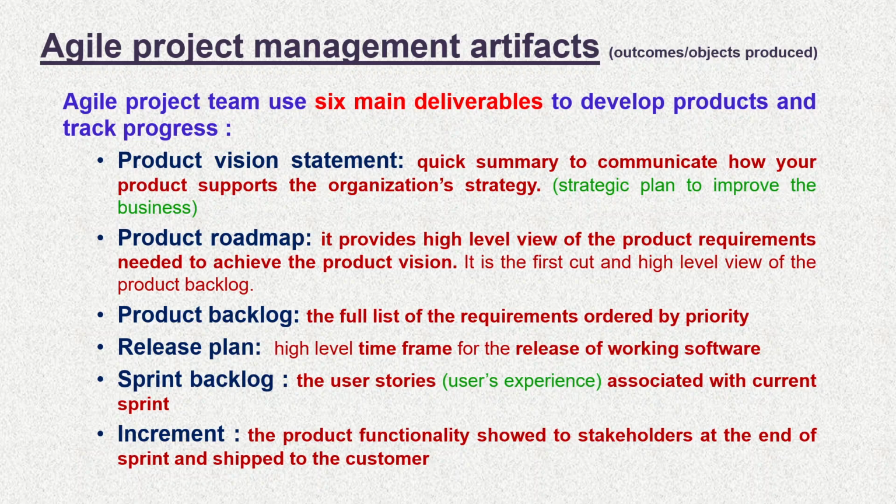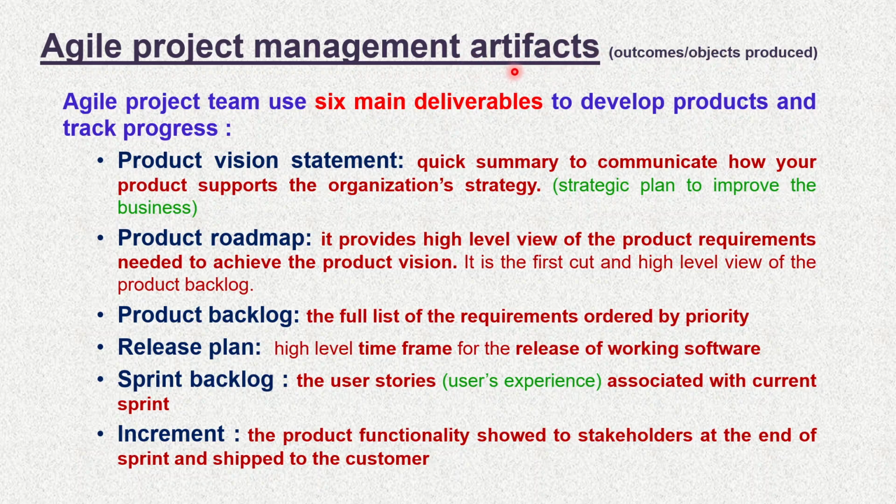Now we need to understand, like in project management we discussed that once we apply one knowledge area, we get a deliverable. So what is a deliverable? Something, a result or outcome. In the same way, for agile project management also, after each stage we are going to get some output or some result, that we call artifacts.